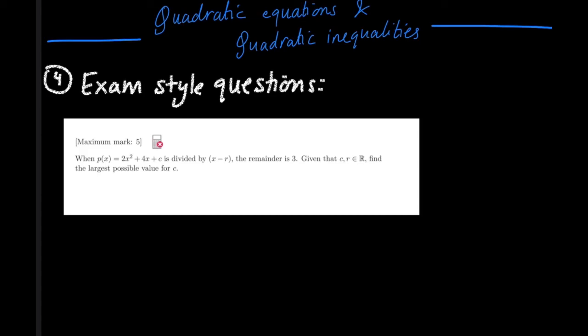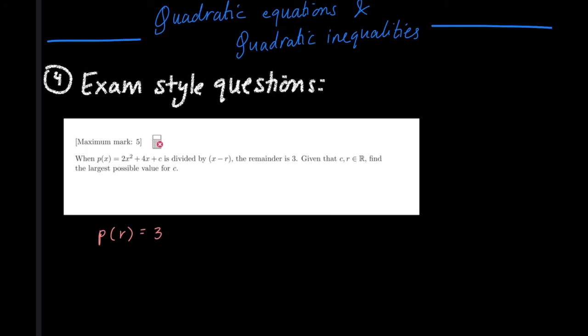Okay, let's have a look at this question. This one does use the remainder theorem, which we will look into a bit later. I can explain what it means briefly. This question says that when p of x is divided by x minus r, the remainder is 3. Given that they're all real numbers, find the largest possible value for c. So when we look at the remainder theorem, if we substitute x with r, we're going to get 3 because that's the remainder, as they said.